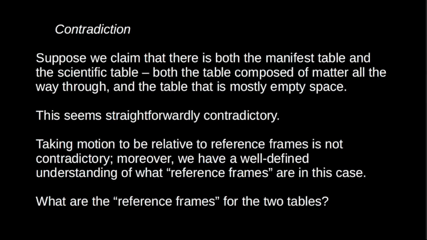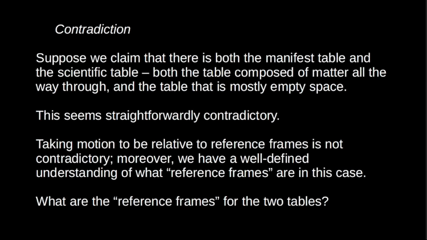With motion, we're happy to say there's no absolute motion. Motion is relative to one's frame of reference. How does that extend to something like Eddington's tables? What should we say here? That relative to normal human perception, the table is composed of matter all the way through, while relative to certain scientific instruments, the table is mostly empty space? We just seem to be saying that the table is both wholly material and mostly empty space, and that just looks like a contradiction.